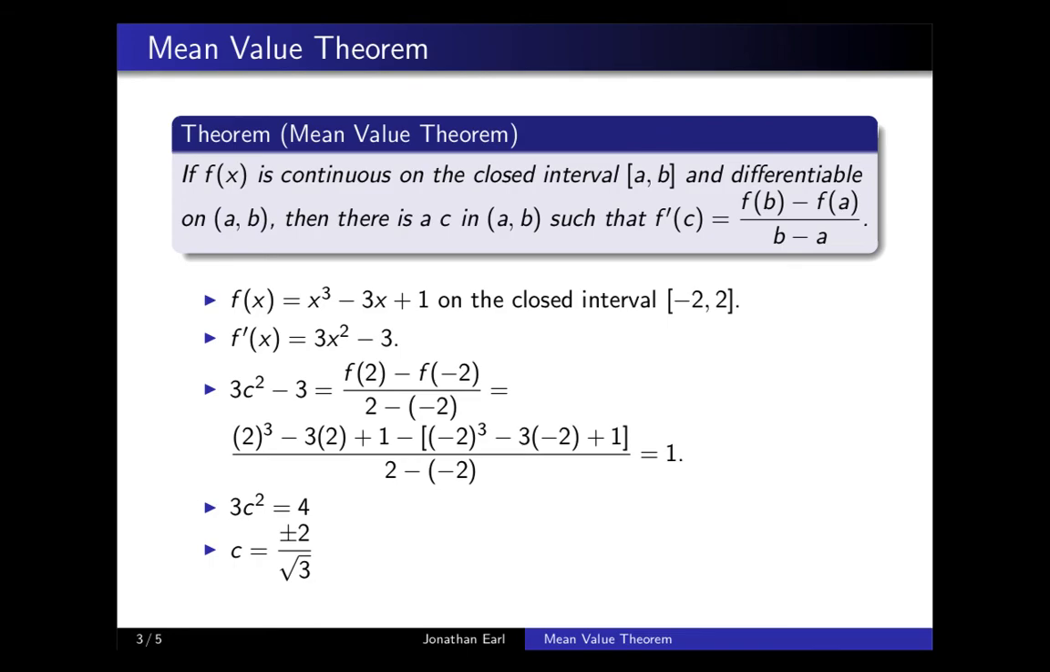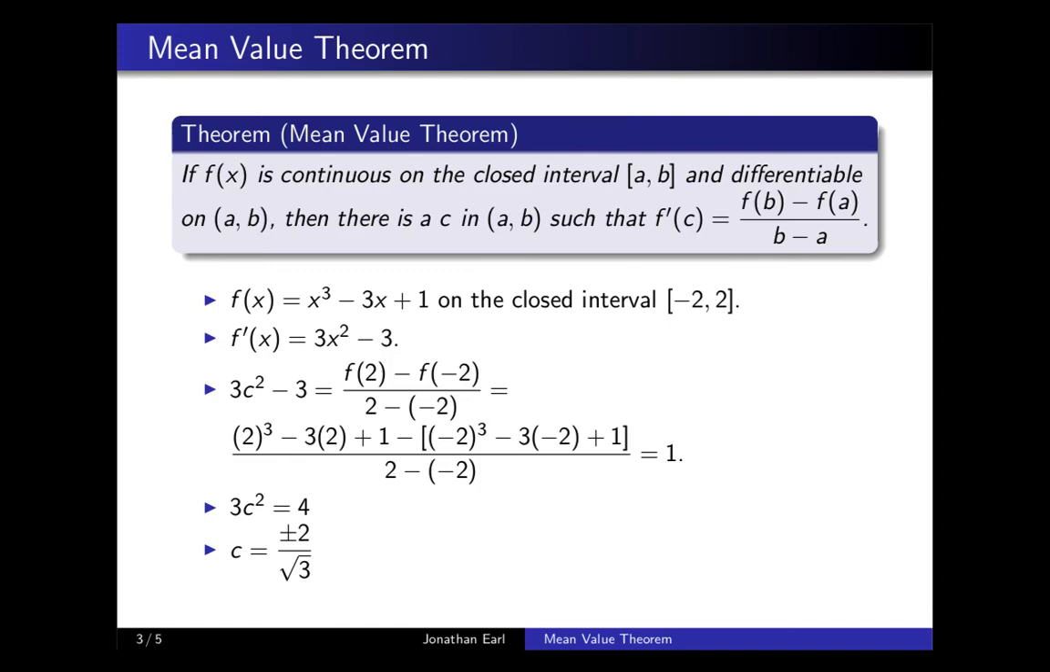So we find that our derivative is 3x squared minus 3, and the slope of the secant line, after simplifying everything down, is just 1, right? Slope of the secant line is just 1. Okay, so when we add the 3 to both sides, we get 3c squared equals 4, and solving for c, we get plus or minus 2 over the square root of 3.